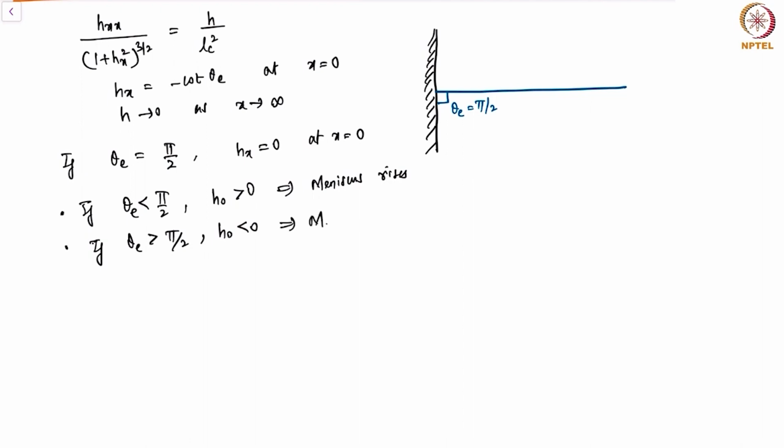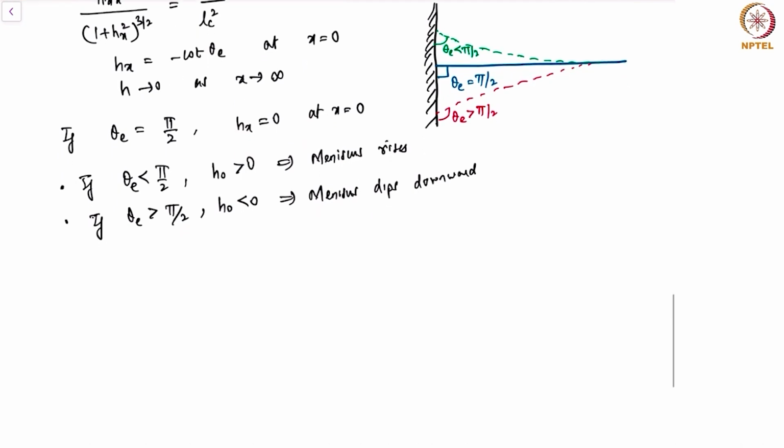In this case, the meniscus dips downward. So in other words, this is a case where theta e is greater than pi by 2, the meniscus dips downwards, and when theta e is less than pi by 2, the meniscus rises.